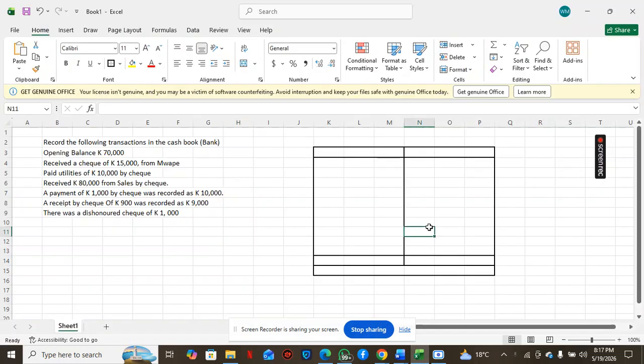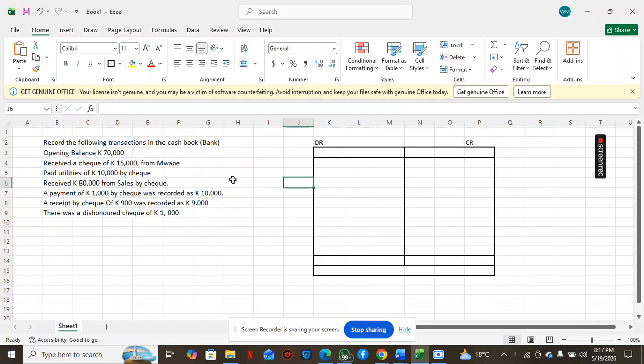Okay, so we're looking at this question here. It's saying record the following transactions in the cash book. These transactions refer to the bank section of the cash book, where the transactions are by check. The secret here is that money coming in is debited, money going out is credited. Remember, the cash book is an asset account. So we're going to look at these transactions and record them in the cash book.